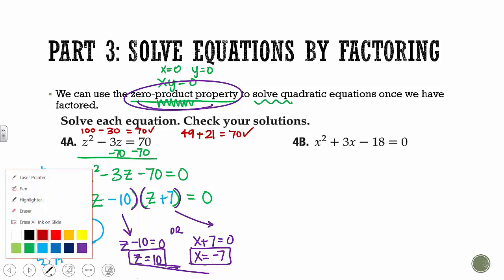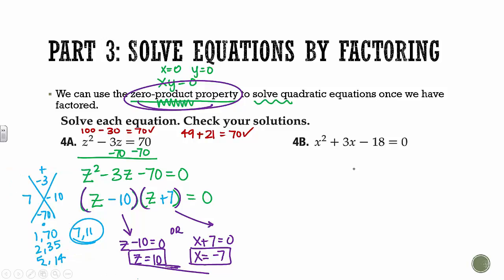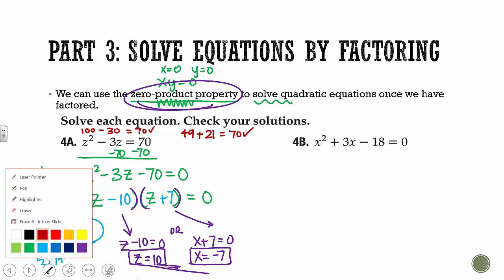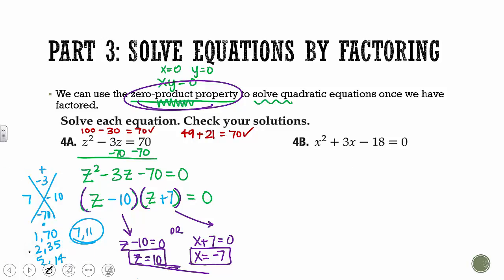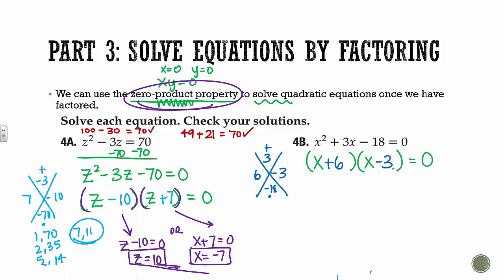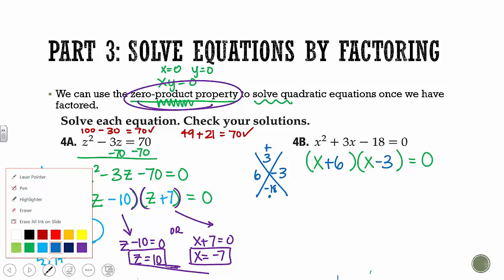I want you guys to factor this next one and then type your answer in, and then we'll go from there together. So once you factored, you should have found that your two numbers were 6 and negative 3, so you have x plus 6 times x minus 3.